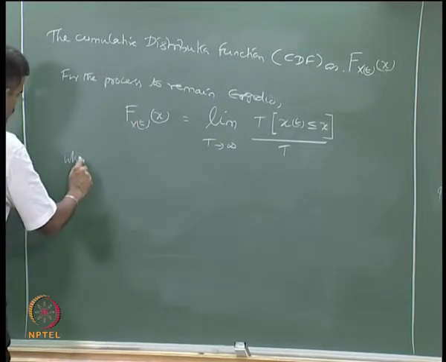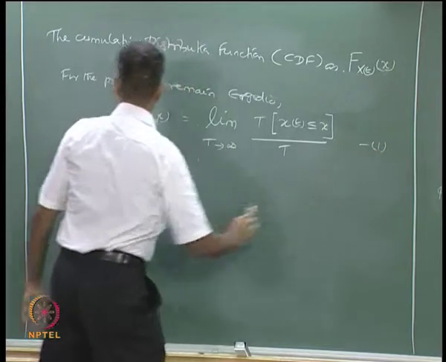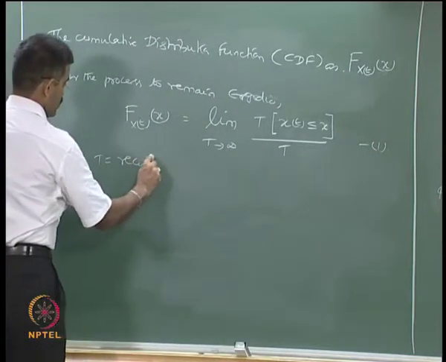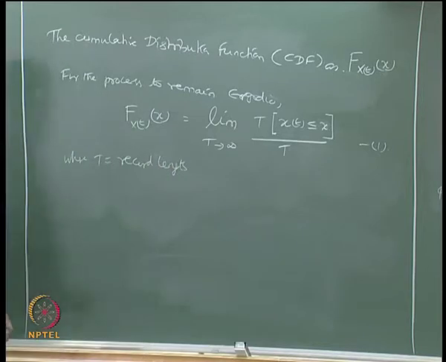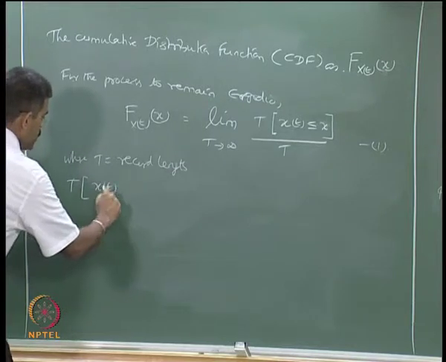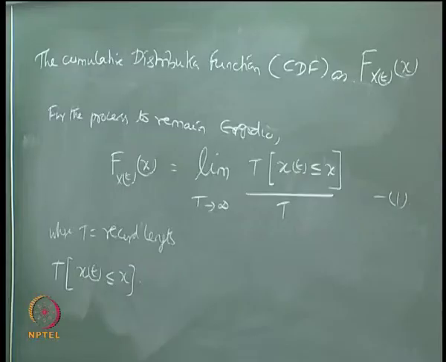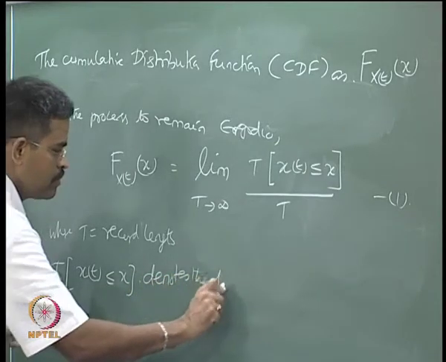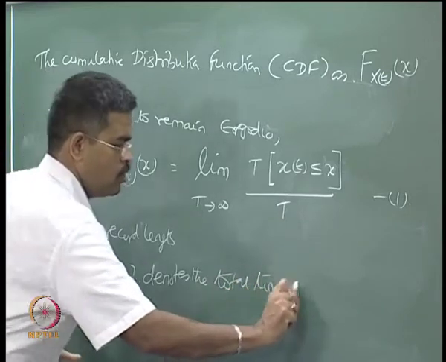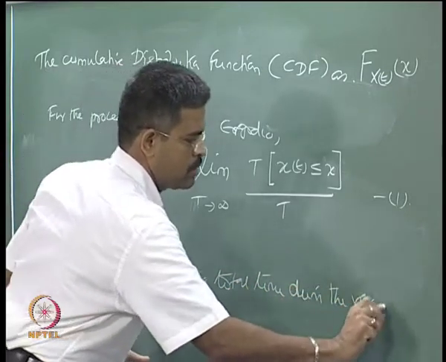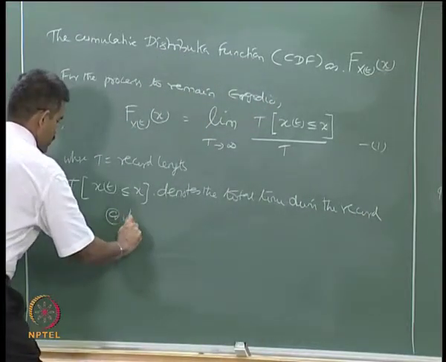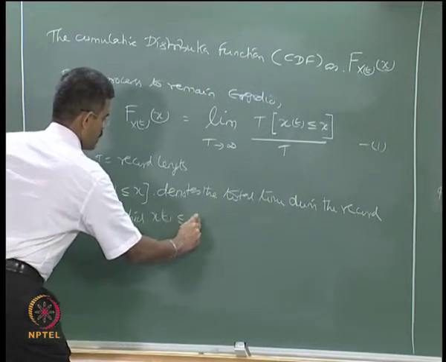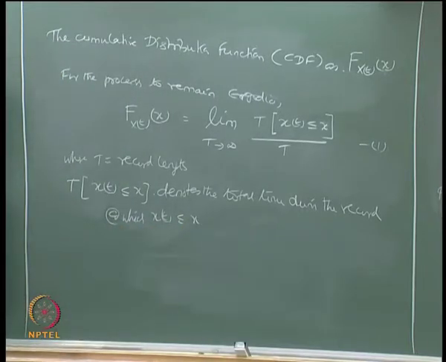Where, in equation number 1, T is called the record length and T of x of t less than or equal to x denotes the total time during the record at which x of t is less than or equal to x. What does it mean? How do we understand this graphically?